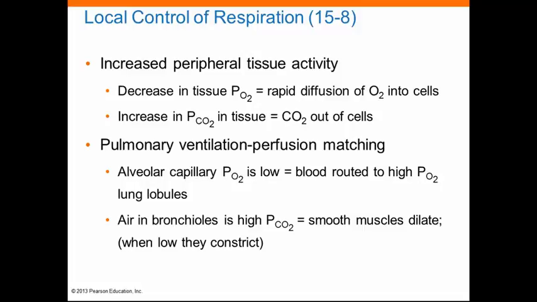So if a peripheral tissue, like a muscle, becomes active, it burns up its ATP and kicks on its aerobic metabolism, using up any available oxygen, and thus the partial pressure of oxygen in that tissue drops. So oxygen diffuses from the high concentration to low concentration, so the tissue cells will absorb oxygen from the interstitial fluid.